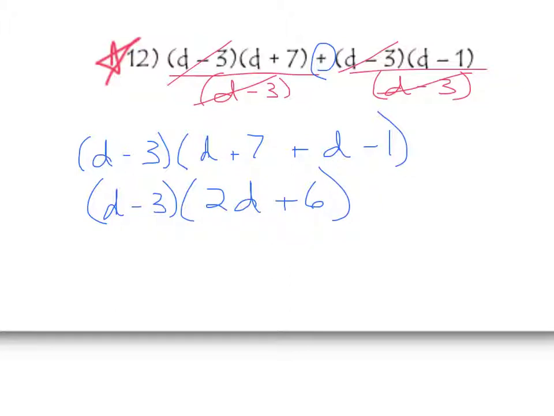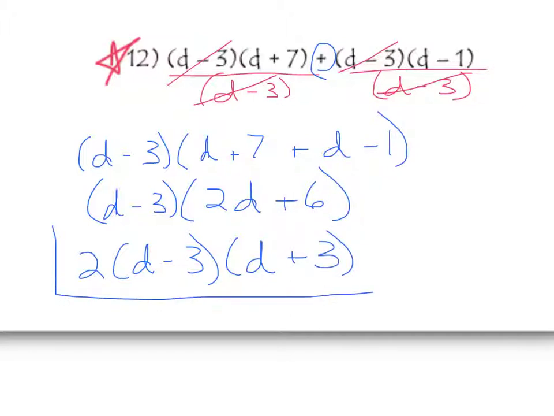And then we look to see if there are any common factors. Well, there's a 2 here that we can pull out of this one. So we're going to pull it out front, and we're going to keep our first common factor. And when we divide 2d by 2, we get d. And when we divide 6 by 2, we get 3. And that's our final answer.